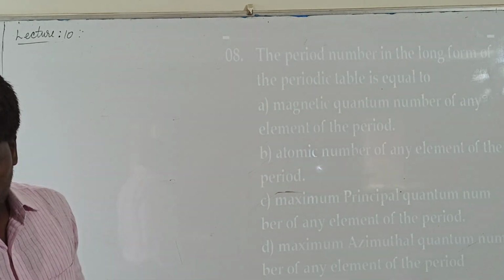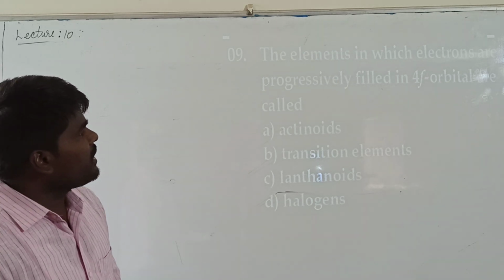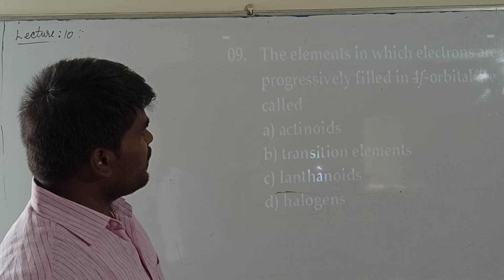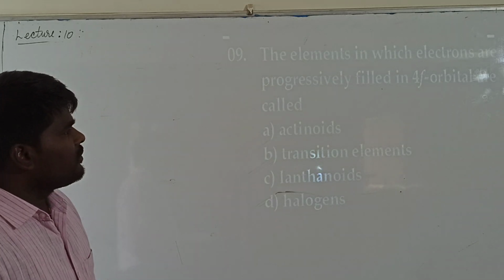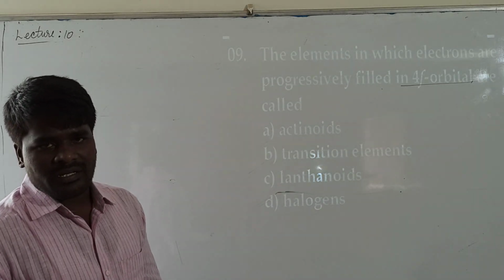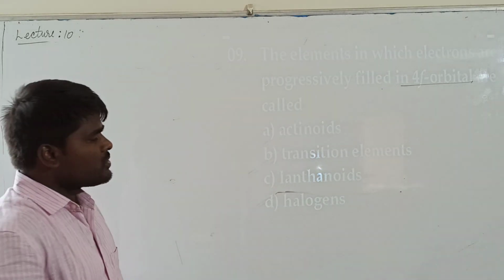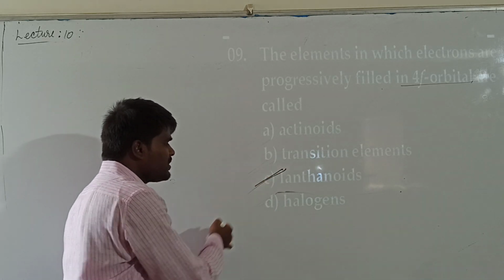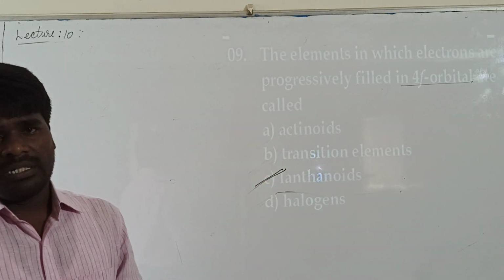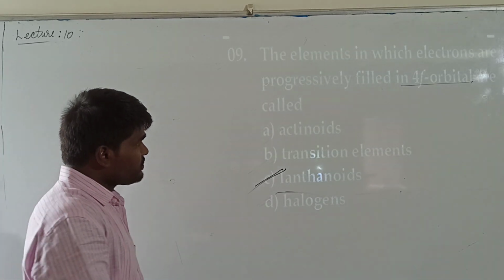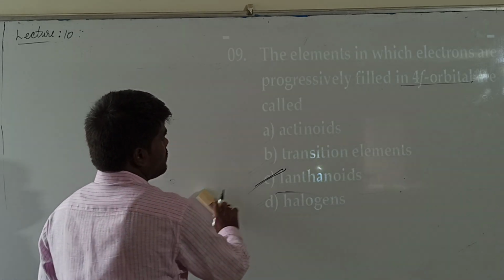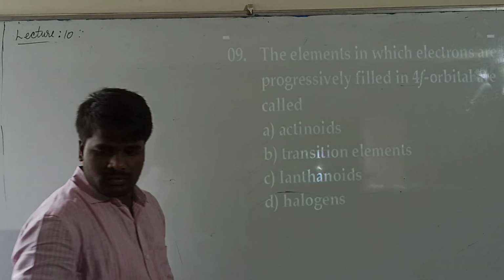We'll move to the next question. Here comes the next question. The elements in which electrons are progressively filled in 4f orbital are called as, 4f series is also called, direct question, the Lanthanides. As they come after lanthanum, we call them lanthanides. 5f series will be called as actinides as they come after actinium. It's a direct question. Right? We'll move to the next question.